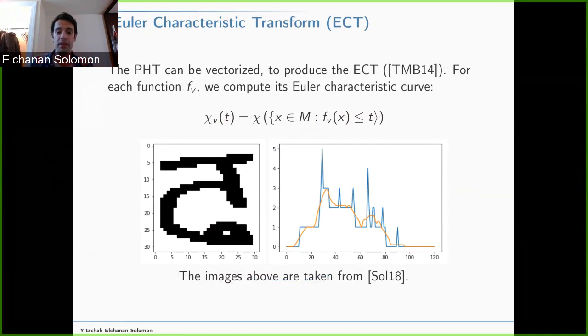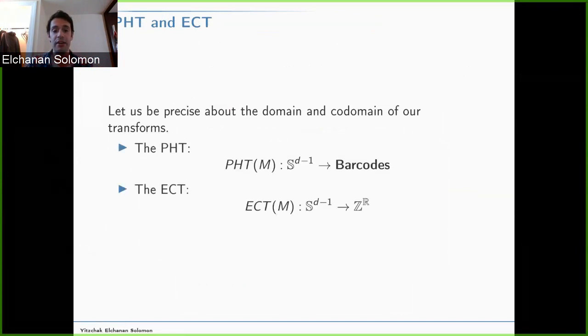So the PHT and the ECT are two invariants that you can compute for shapes embedded in Rn. And let's be clear, we're considering all the vectors on the sphere at once. So the PHT, the transform, starts with a shape and gets a function whose domain is the sphere and whose codomain is the space of barcodes. So it's a pretty complicated object, the full PHT. And the ECT, the Euler Characteristic Transform, is the same idea. For every vector, you get an integer valued function. That's what Z to the R here means.